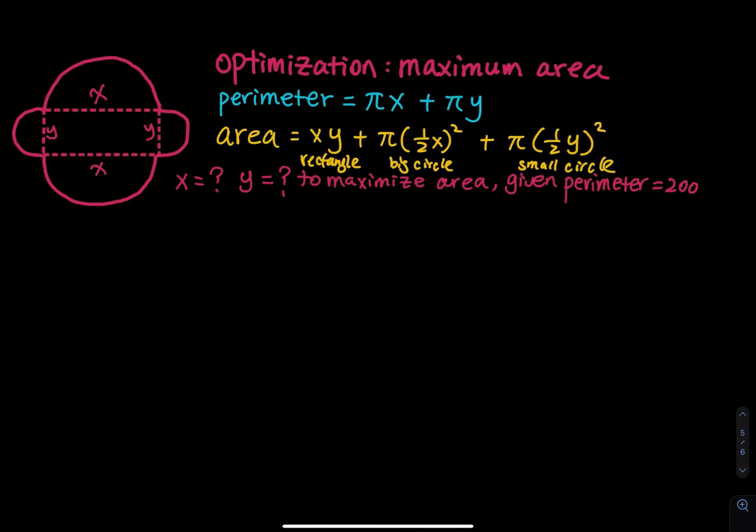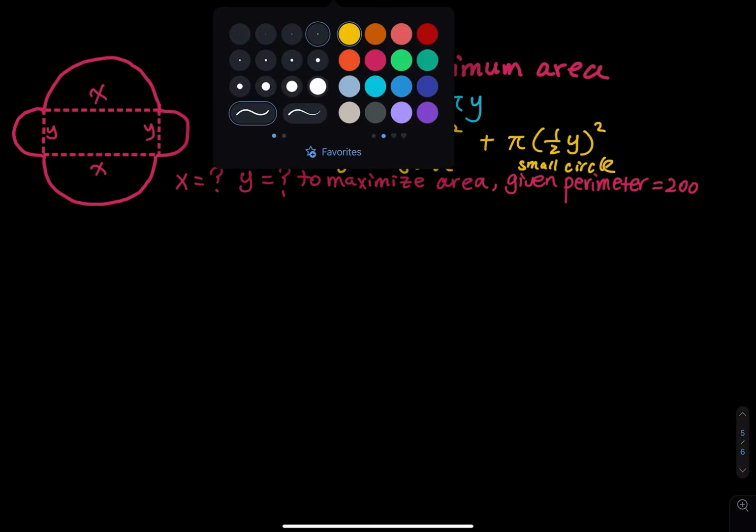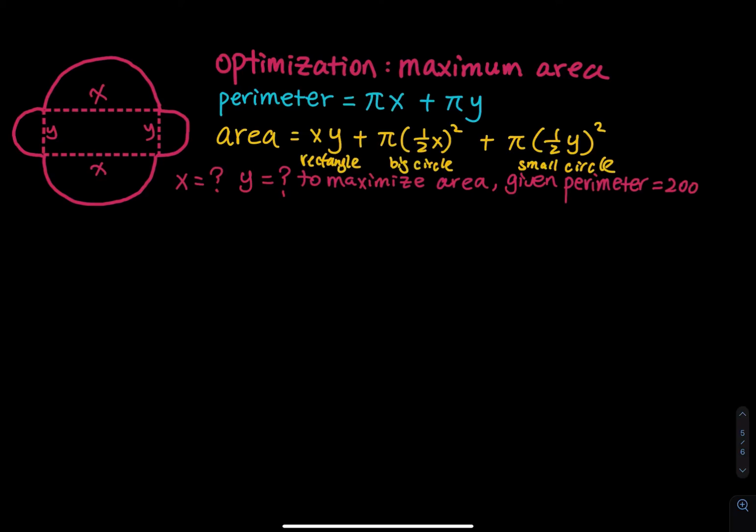Okay, so I'm asking you to tell me what y and x are to maximize the area. The given is the perimeter, which equals 200, and forget about the unit. So what is your secondary function? The secondary is what is given, so the perimeter equals pi x plus pi y. And then the primary, don't worry about the primary yet.